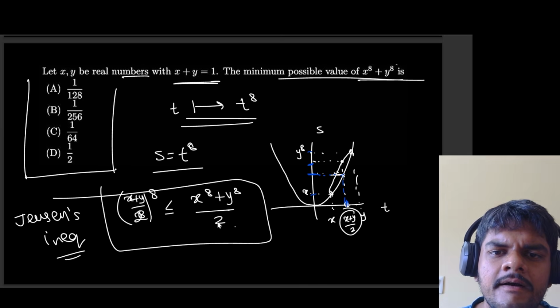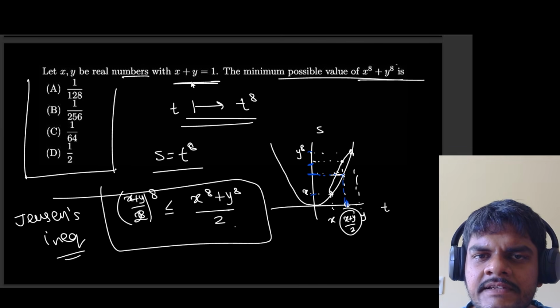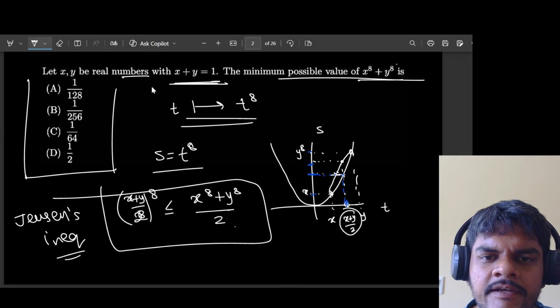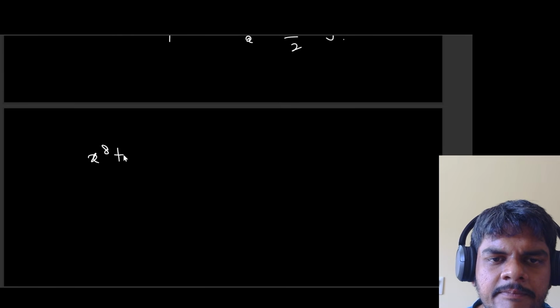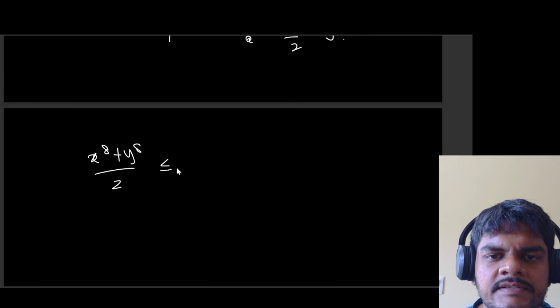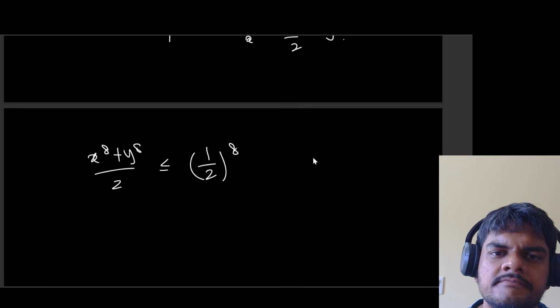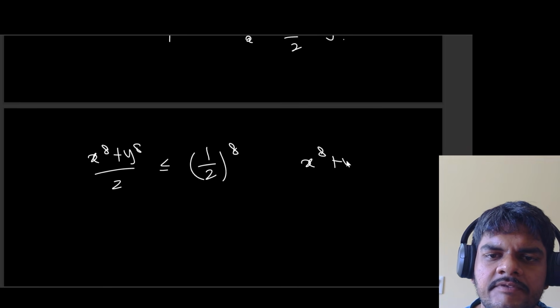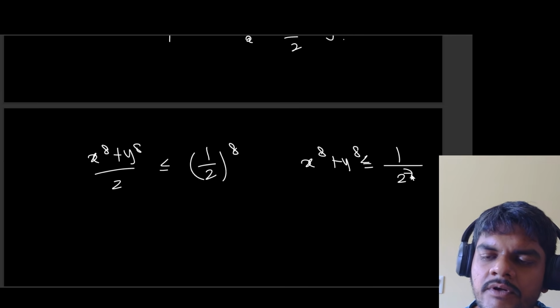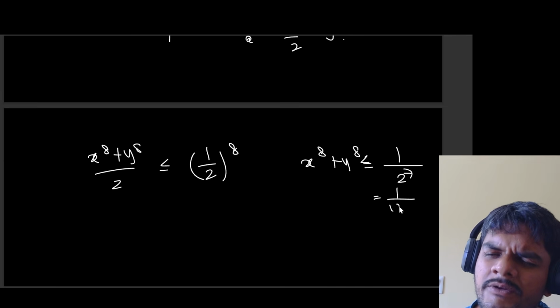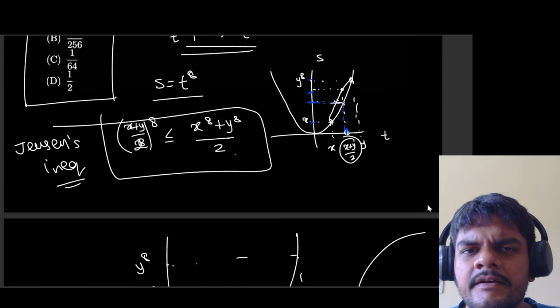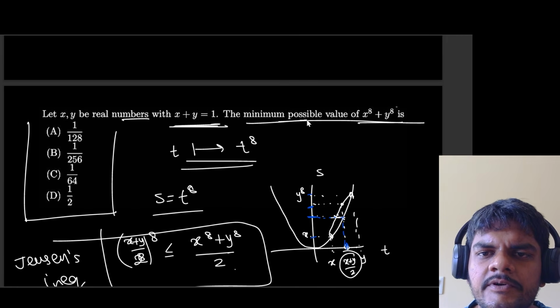Now, how do we use this here? Obviously, we'll use x plus y equal to 1. So we'll get x power 8 plus y power 8 by 2 is greater than or equal to 1 by 2 whole power 8. All right. So we'll get x power 8 plus y power 8 is greater than or equal to 1 by 2 power 7, which is 1 by 128.